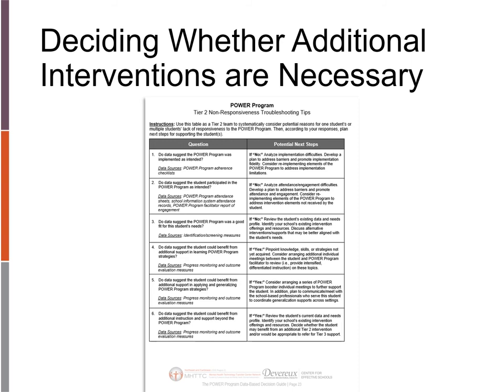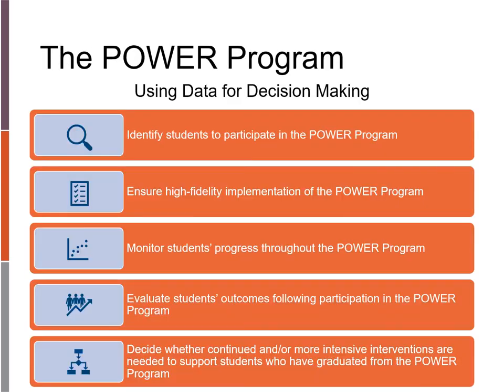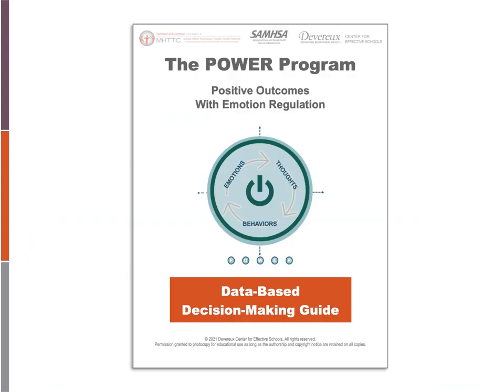The Data-Based Decision-Making Guide includes a resource entitled Tier 2 Non-Responsiveness Troubleshooting Tips. Use this table to help you consider the reasons why a student might not have responded to the POWER program and what you can do to follow up and further support the student. This takes us through the 5 categories of data-based decision-making within the POWER program. For additional information on each decision-making point, please refer to the POWER program Data-Based Decision-Making Guide.